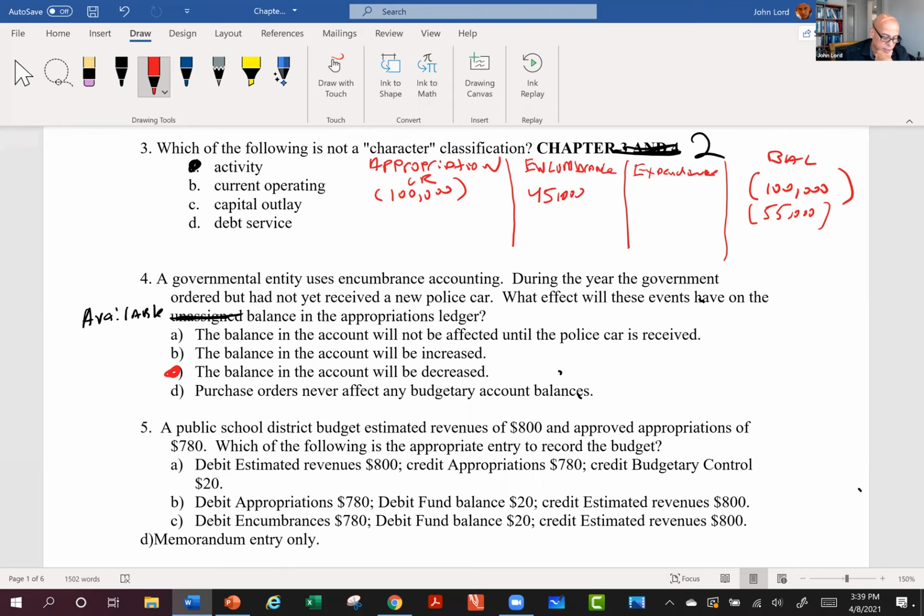Now, this part was not asked, okay? But let's play with this a little bit. Let's say that I order this vehicle, this police car, and it comes in at an actual price of $44,000. What would happen on the appropriations ledger? Who wants to give me the journal entry?